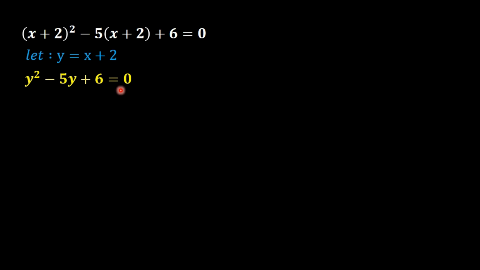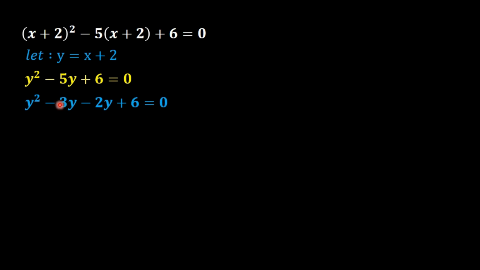And we can say that this is a quadratic and factorizable equation. So it can be factorized as y² − 3y − 2y + 6 = 0. Or in other words, this equation can be written as y² − 3y − 2y + 6 = 0.